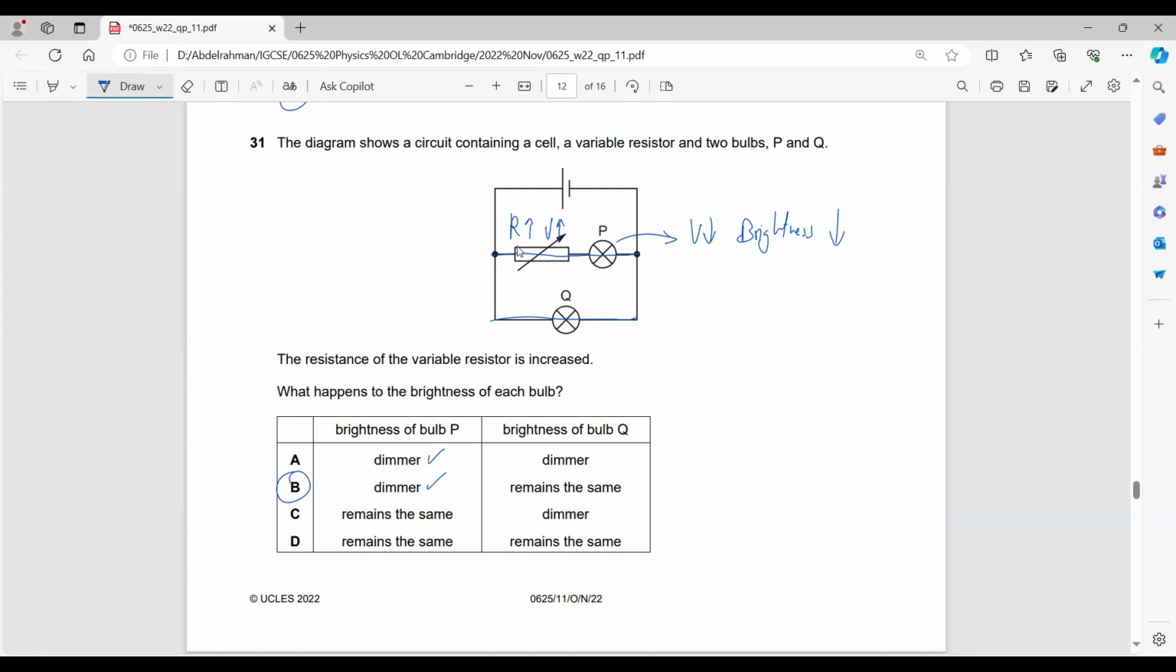No matter what happens to the variable resistor, Q will definitely have the same voltage of the cell. For example, if the cell was 12 volts, Q will have 12 volts. It will have a potential difference of 12 volts no matter what. But the potential difference of P will depend on the potential difference of the variable resistor. If the resistance of the variable resistor increases, then the voltage of the variable resistor will increase, and therefore the voltage of P, or the potential difference of P, will decrease, and its brightness will also decrease.